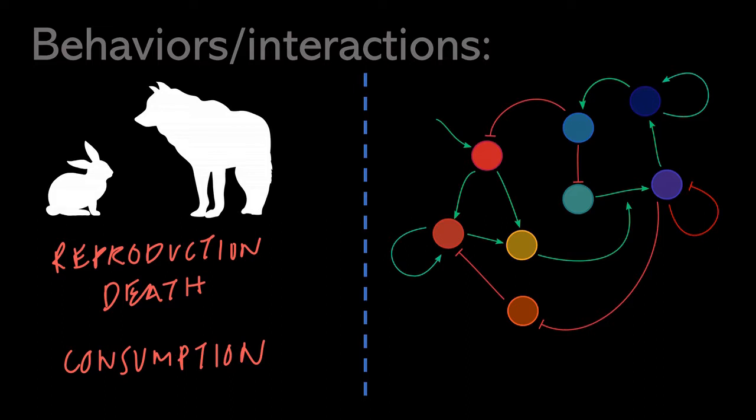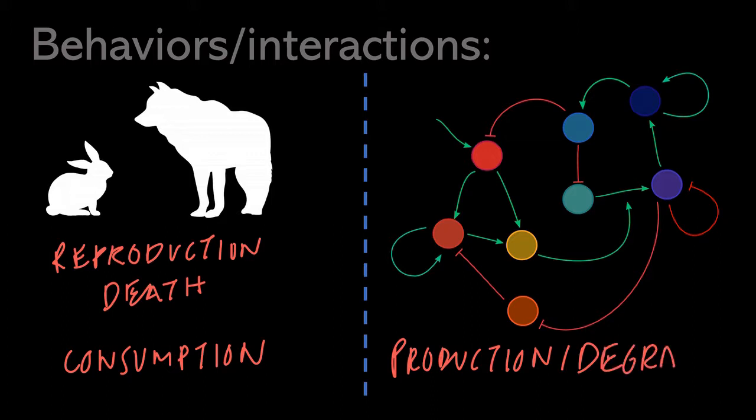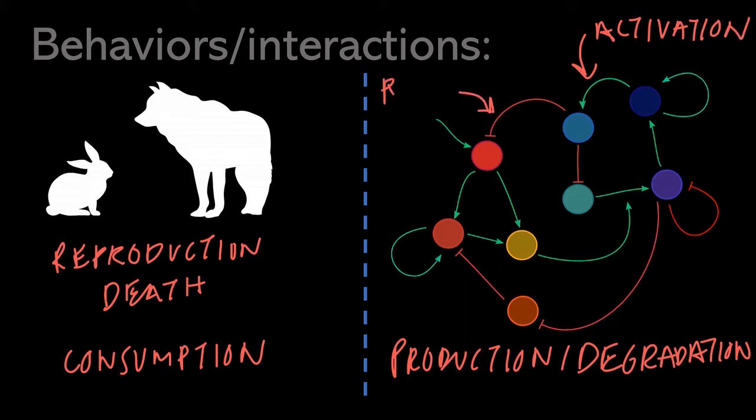Now in your biochemical model over here on the right, you have production and degradation as two opposing behaviors of each protein, and then you also have interactions. So here you have activation of one protein by another, and here you have repression of one protein by another. So those are the interactions you can have in this particular biochemical model.